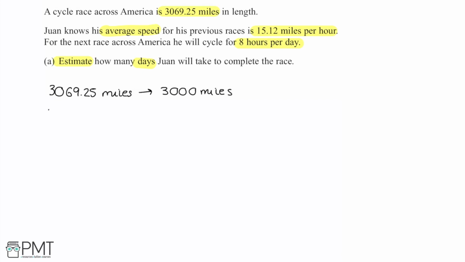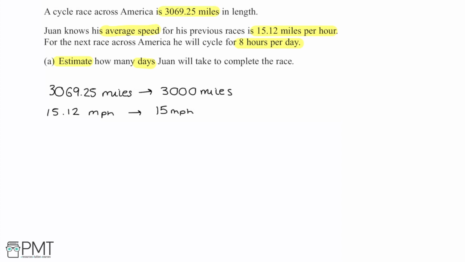question. We also then have 15.12 miles per hour. And similarly here, this is very close to a whole number, very close to 15. And if I look at 3,000 miles and 15 miles an hour, these are really nice numbers that are going to work well and work together in these calculations. So I'm going to round this one to 15 miles per hour.